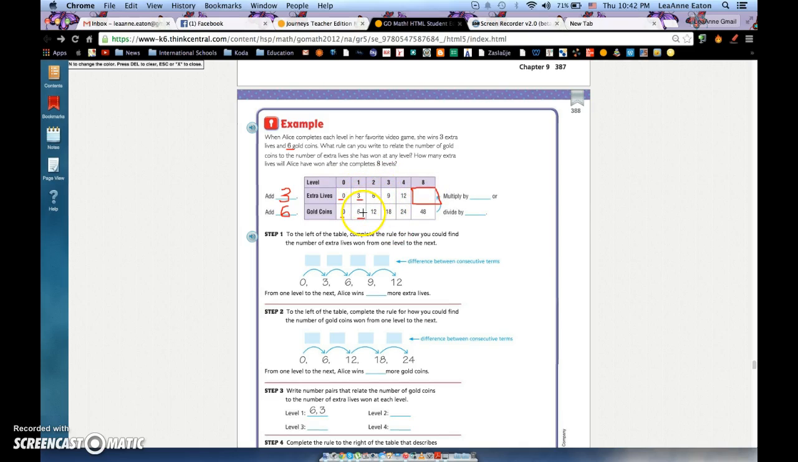Well, 3 times what equals 6? 6 times what equals 12? 9 times what equals 18? 12 times what equals 24? This number should all be the same, and we can see that if we multiply by 2, or if we're going to look at it this way, the lives to the coins, or if we're looking at it this way, which we have to because we don't know this number, how do we get from 24 to 12? Well, we divide by 2. And so then we say 48 divided by 2 is 24.